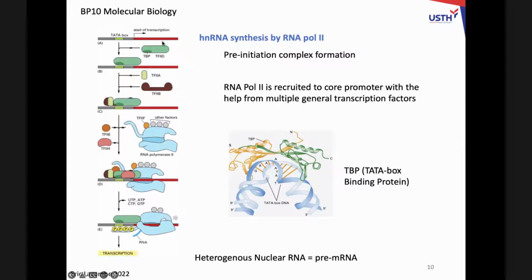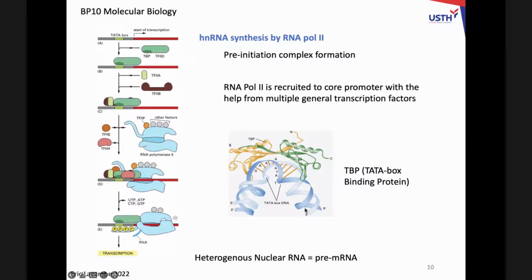So, 3 steps. The first step is direct recognition by general transcription factors. After this step, once the general transcription factors are bound to DNA, Pol2 can join the big complex. And last step, to start transcription, you need to phosphorylate the C-terminal tail of polymerase 2.